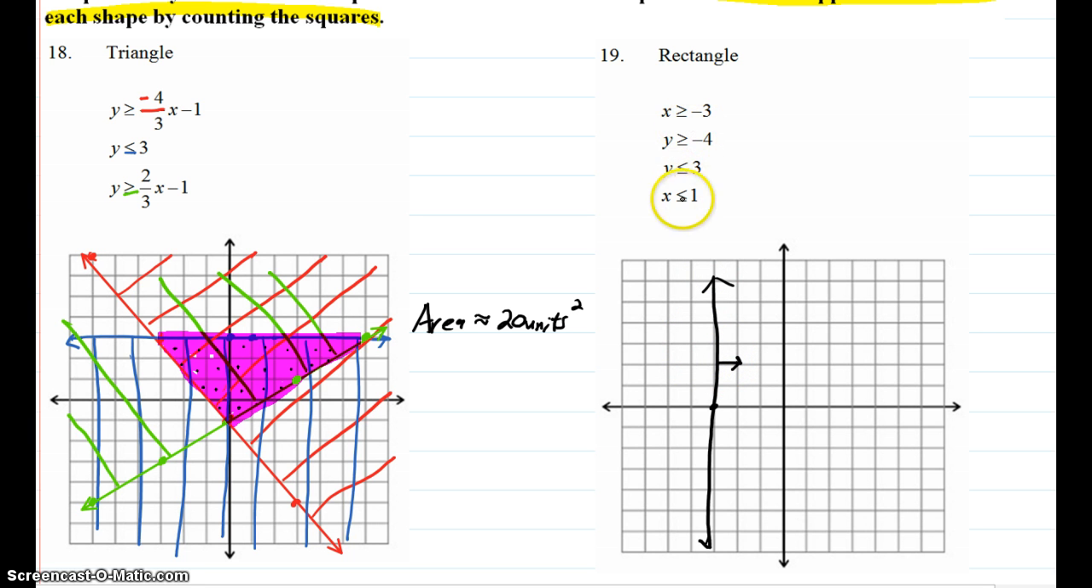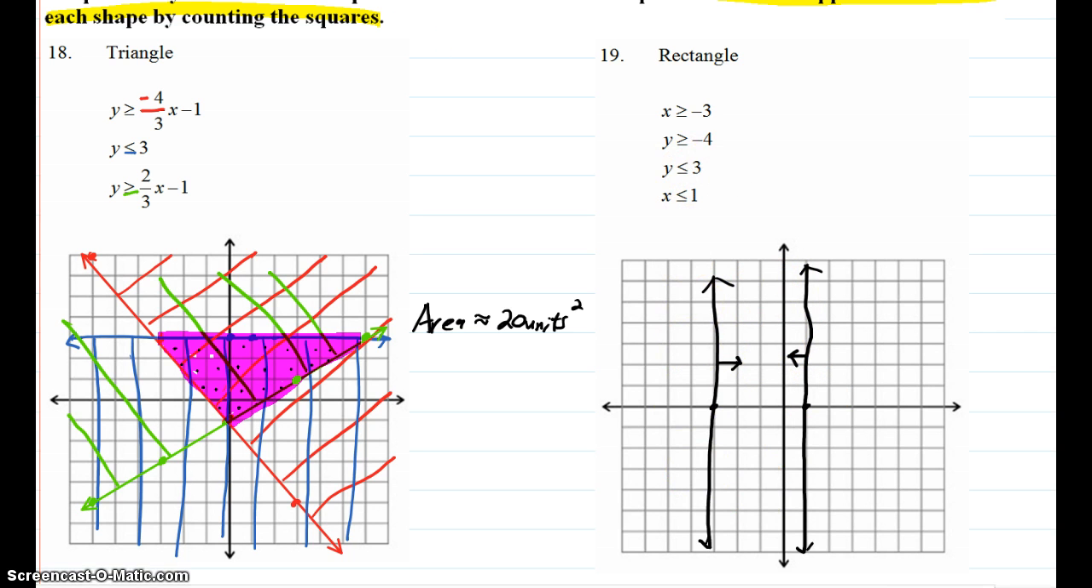Let's go ahead and graph the other vertical line. X is less than or equal to 1, so it's going to hit the x-axis at 1. So it's just a vertical line here. And it's less than, so it's shaded this way. Right now, this is the overlap.